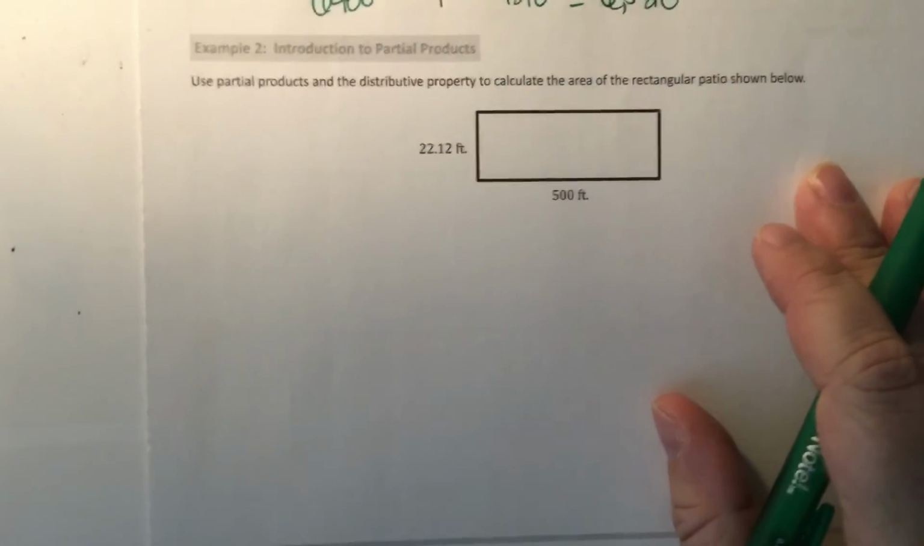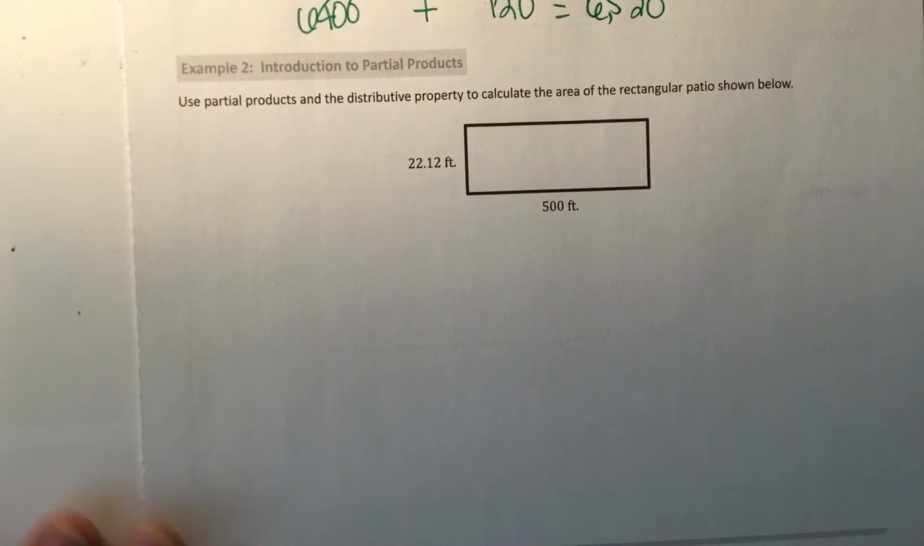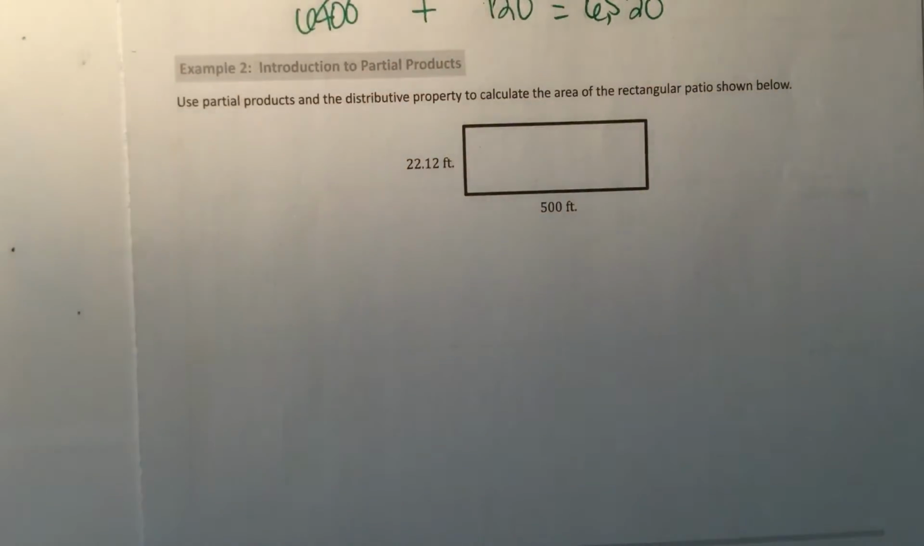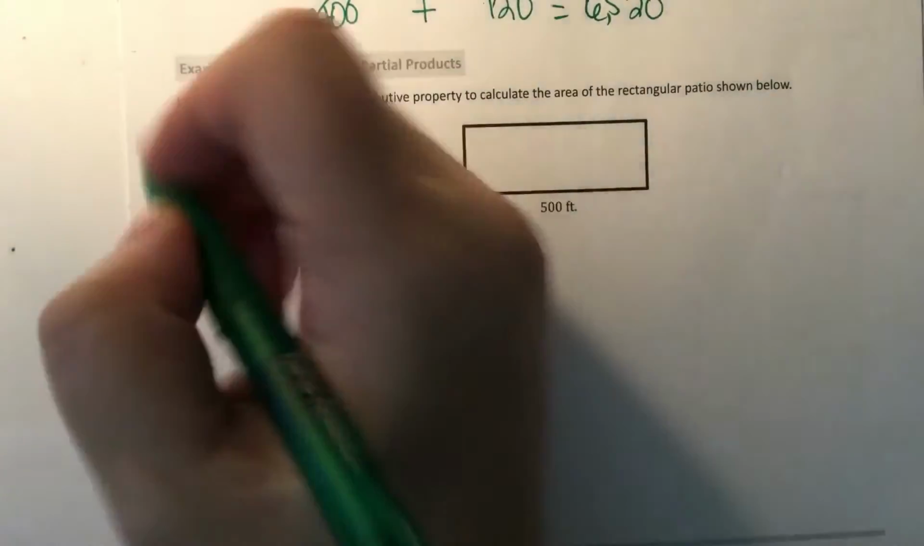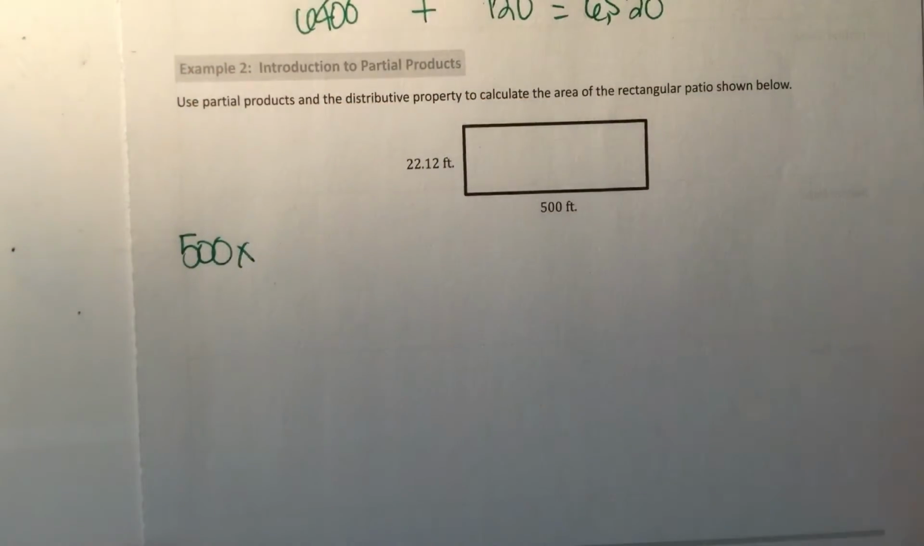Okay. This is real world application here. This is a patio somebody wants to build, and they want to know, what is my area? So how much space does this take up? Okay. So I know that my problem, we'll break it down like we did up top. Let's break it down. So we have 500 times 22.12.